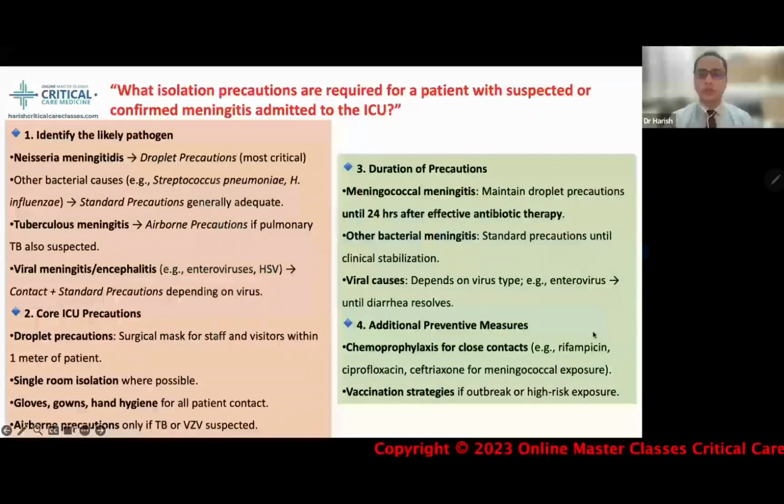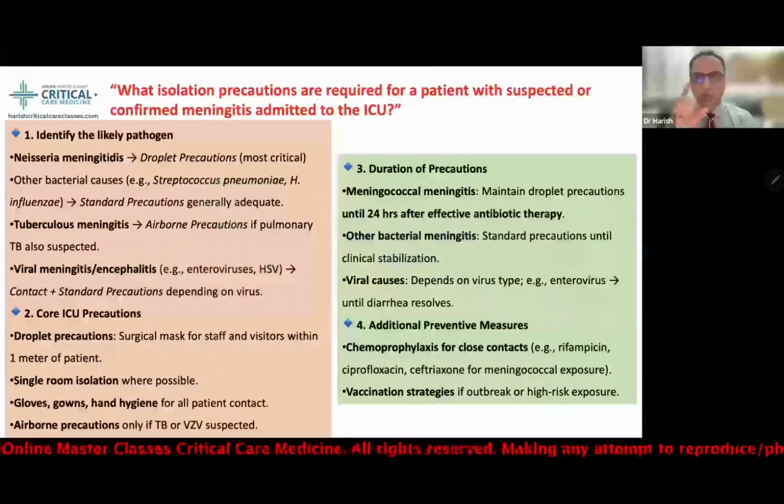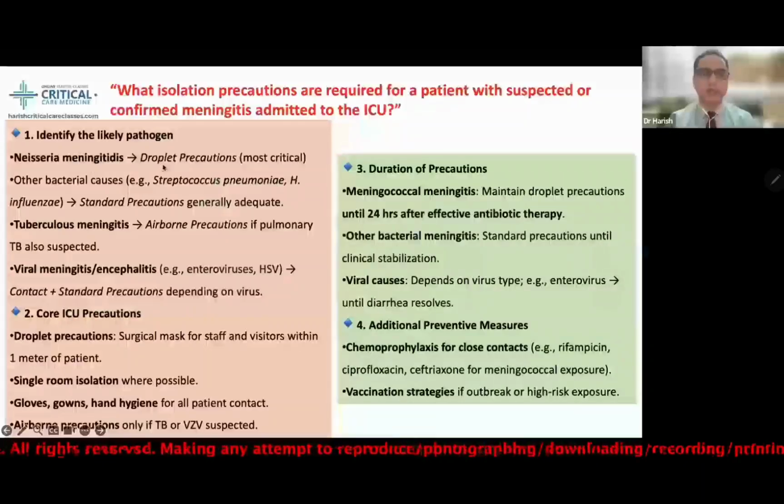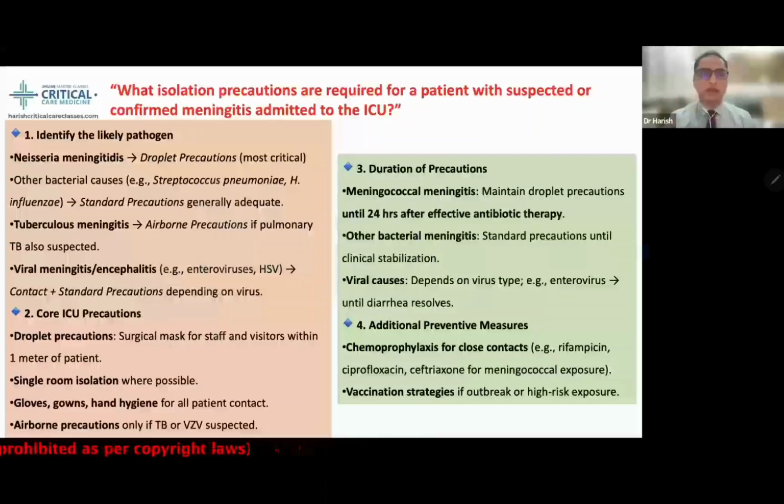Okay, so the next important thing you might get is isolation precaution, the transmission-specific isolation, because there are specific isolations needed particularly for Neisseria. If it is Neisseria meningitis, we need droplet precaution. That is most important. Other bacterial causes like Streptococcus pneumoniae, Hemophilus, standard precaution is generally adequate. For TB meningitis, we need airborne precaution if pulmonary TB is suspected. Viral meningitis or encephalitis, enterovirus, HSV, we need contact isolation and standard precaution depending upon the virus.